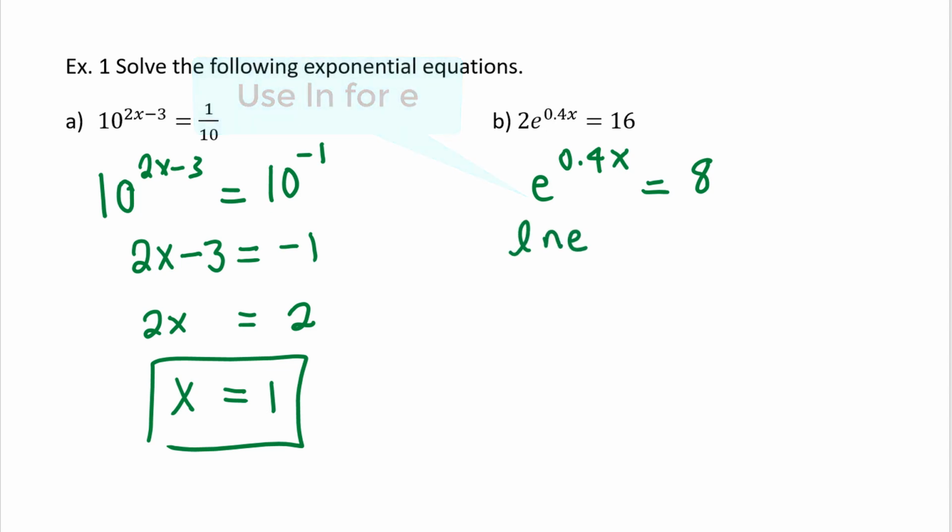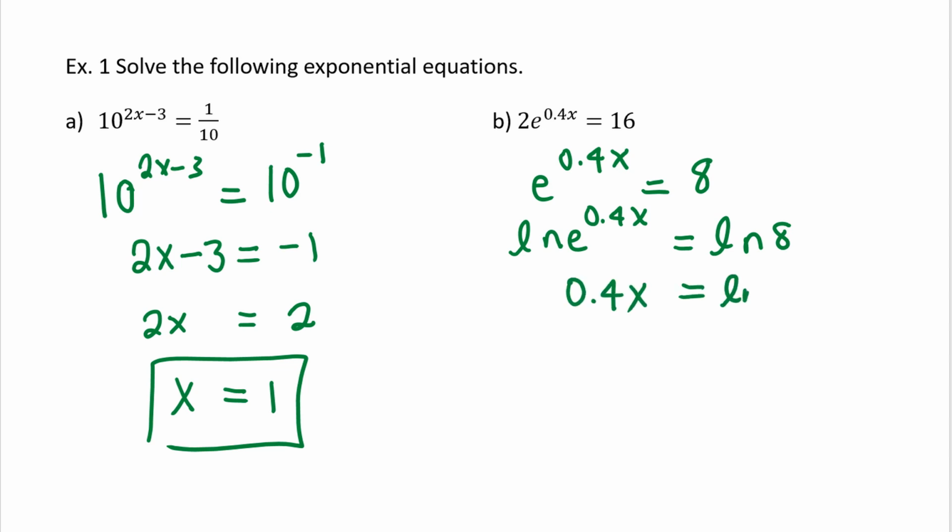The natural log of e to the power of 0.4x equals the natural log of 8. The identity rules tell us that ln of e to whatever power is actually just that power. So 0.4x equals the ln of 8. And then divide by 0.4 on both sides. So you get x equals ln of 8, that is a number by itself, divided by 0.4. This is called the exact answer.